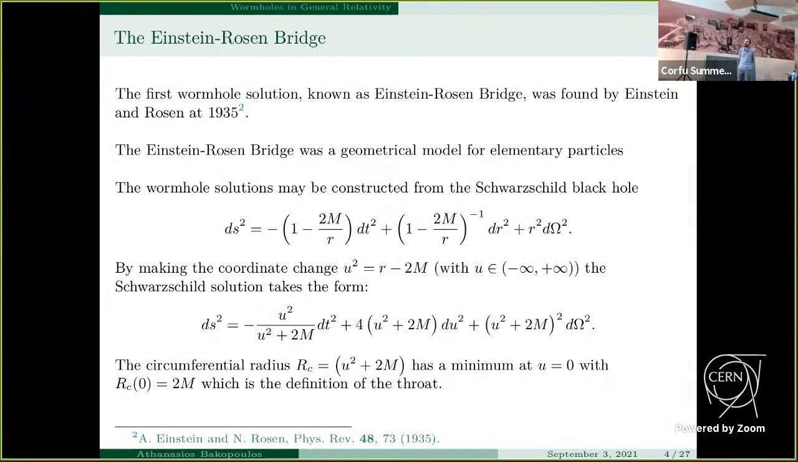The first wormhole solution, which is known as the Einstein-Rosen bridge, was found by Einstein and Rosen. This solution was constructed as a geometrical model for elementary particles. The solution may be easily constructed from the Schwarzschild black hole by making these coordinate changes. And the solution has this form now. And here, the circumferential radius, which is the coefficient in front of the angular part of the metric, has a minimum at u equals 0, where the radius is the Schwarzschild radius. And this is the definition of the throat.